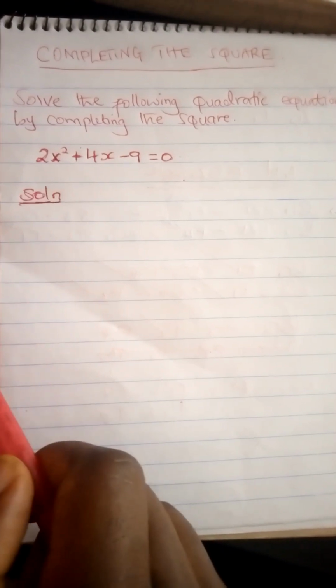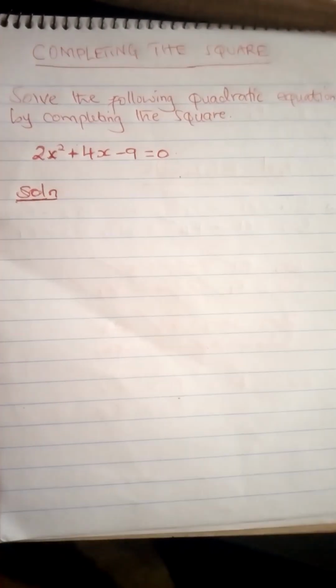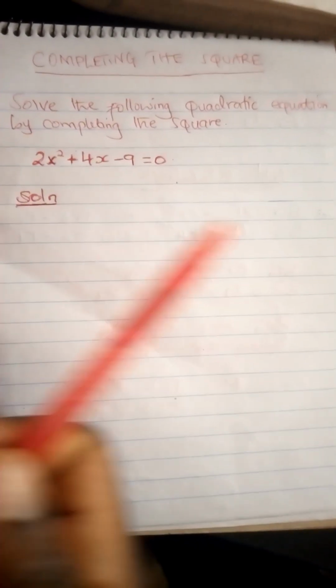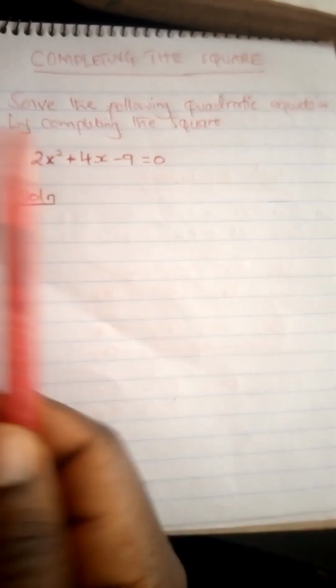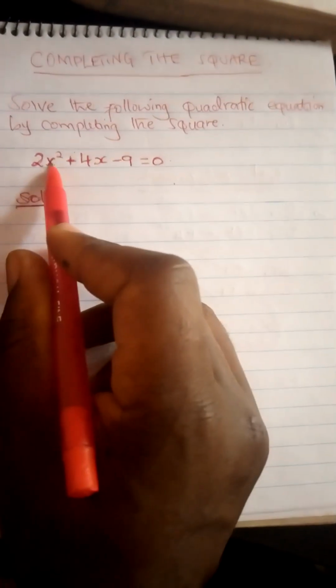Remember, in quadratic equations we have different methods of solving. One is the completing the square method, we have the factorization method, and also the quadratic formula. With the completing the square method, we have rules that we follow, and one of them is that you ensure that the coefficient of x squared, that is the quadratic term, is equal to 1. But in our case, our coefficient is 2.